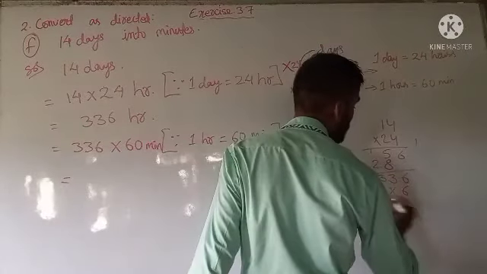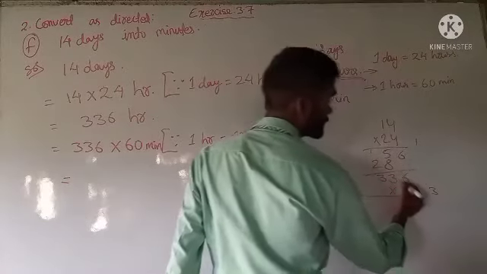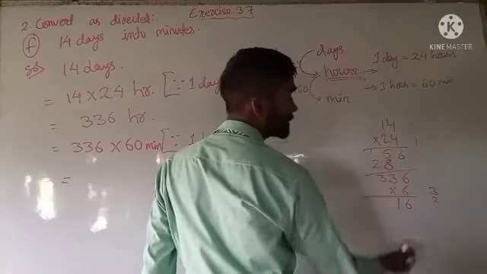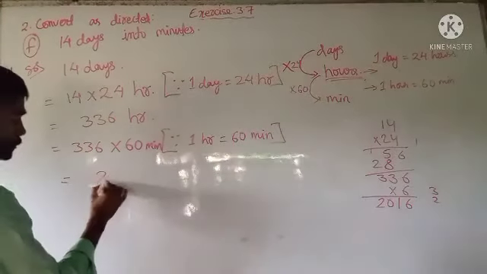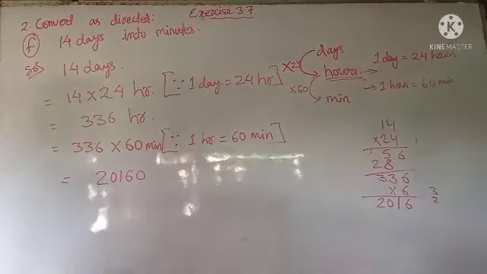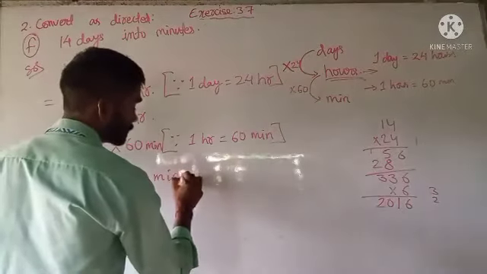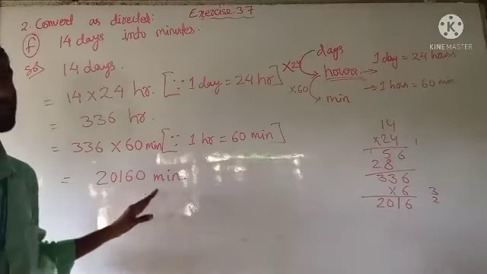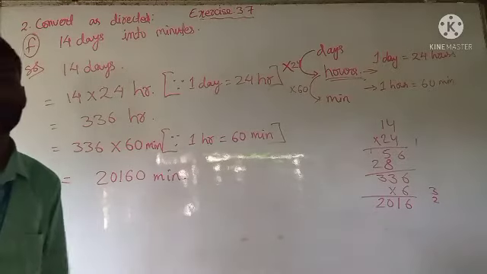So let us multiply with this 6 and we'll write this 0 again. 6 6s are 36, 6 and 3 in hand. 6 3s are 18, plus 3 is 21, 1 and 2 in hand. 6 3s are 18, plus 2 is 20. So we got here 2016. Again the 0 we left here, so we'll write that 0 again. So we got here 20,160 minutes. That is 14 days is equal to 20,160 minutes.